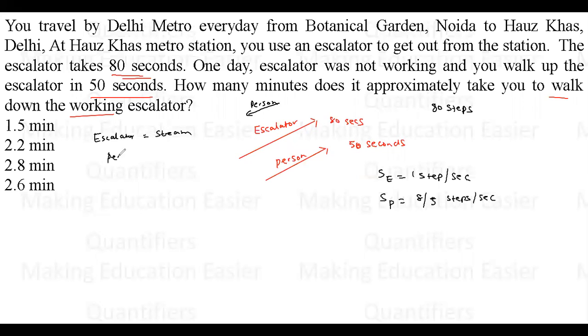Where the student, the person, is now acting as a boat. So this is exactly the upstream case, right? I hope you understand the logic. Now see what will happen when they move in opposite directions. The person will take 8 by 5 steps, but at the same time the escalator will take 1 step.